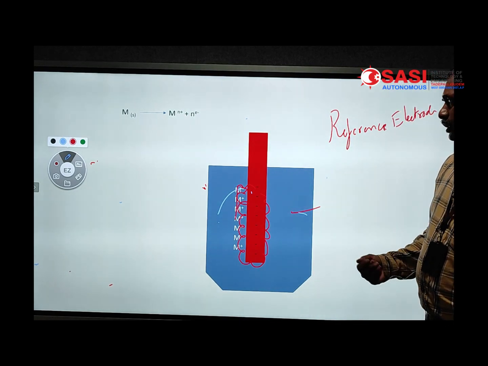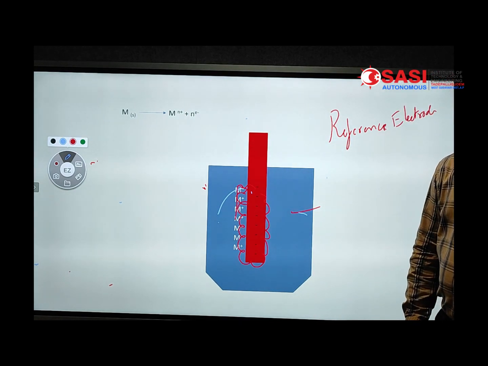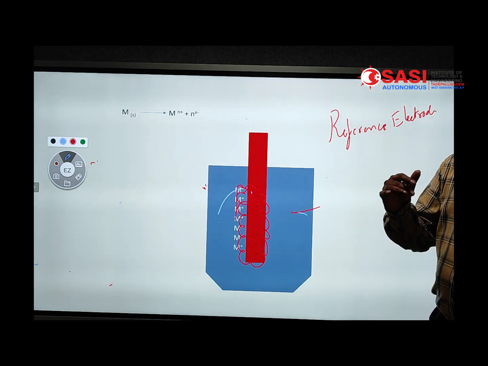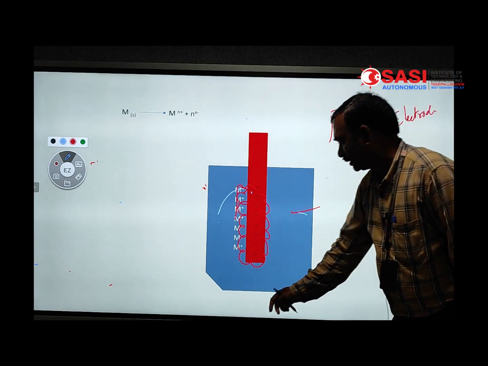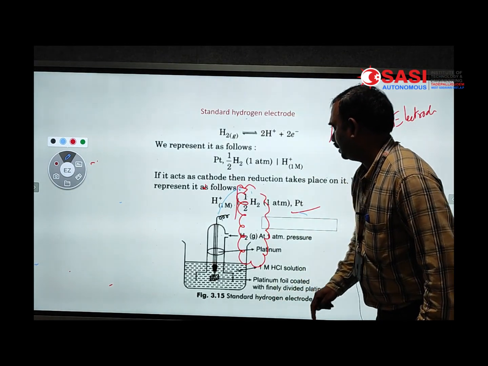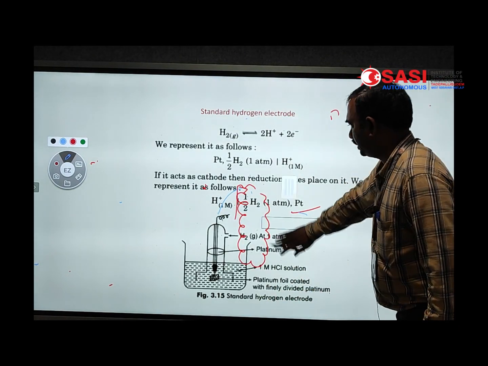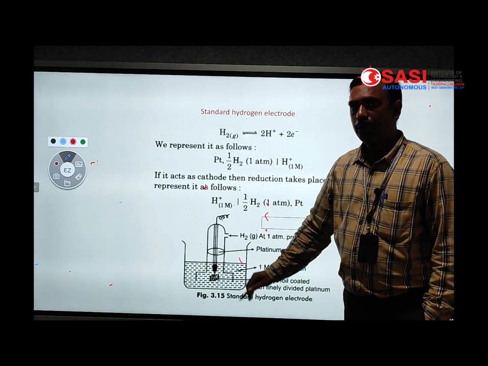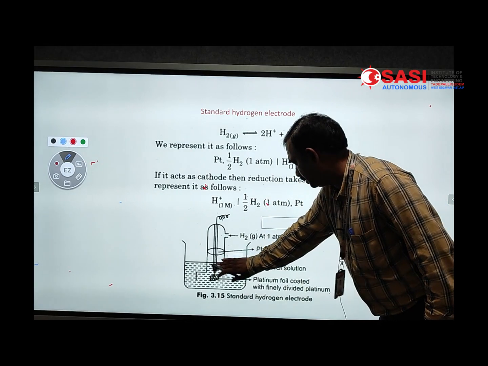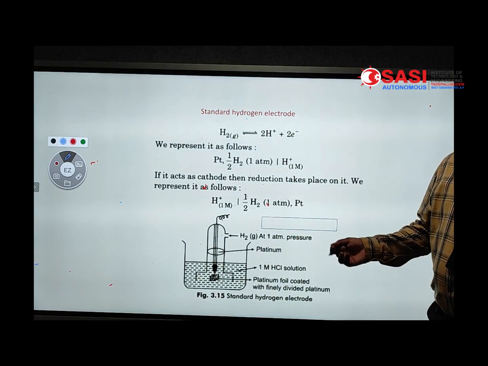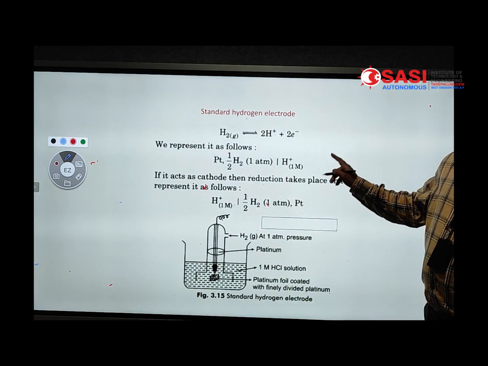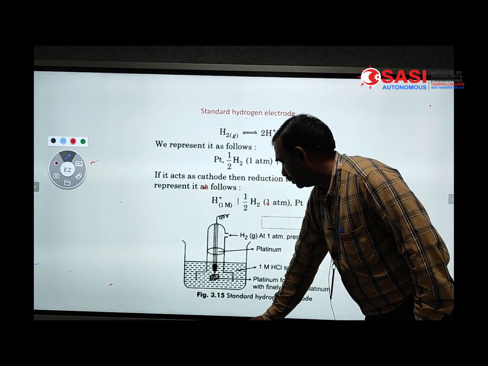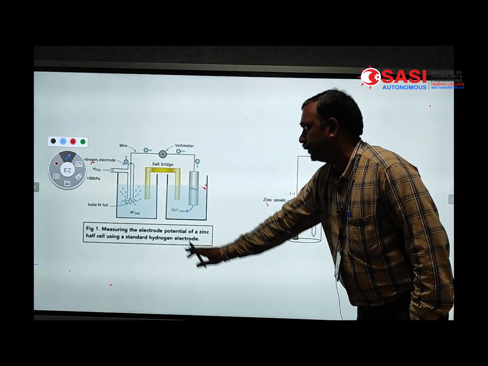So what is a reference electrode? How we can determine electrode potential? We will study one by one. So in the next class we will study about the hydrogen electrode, which you have studied in your lower classes, that is maybe in intermediate, and we will explain how you can determine this electrode potential by using hydrogen electrode and forming a complete cell like this.